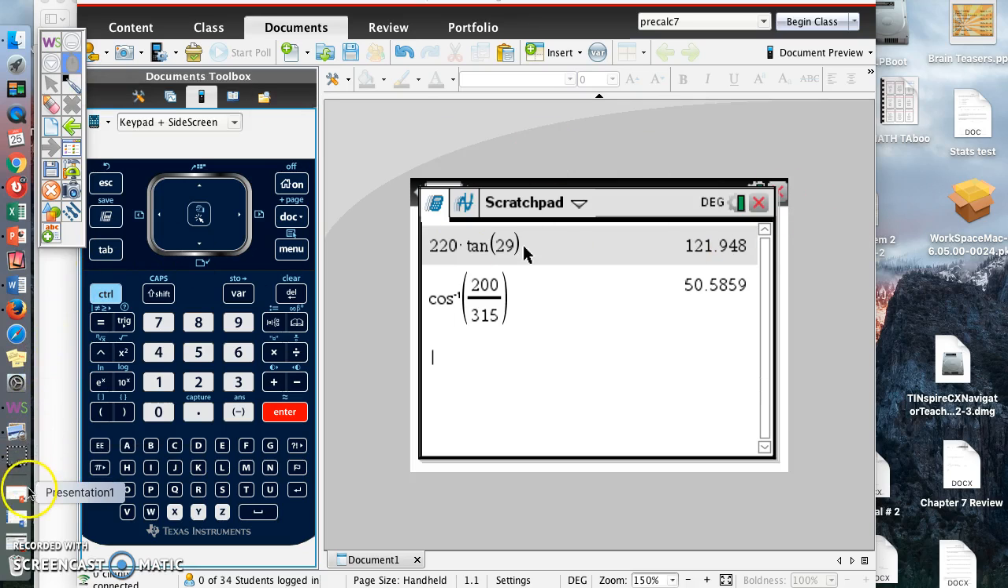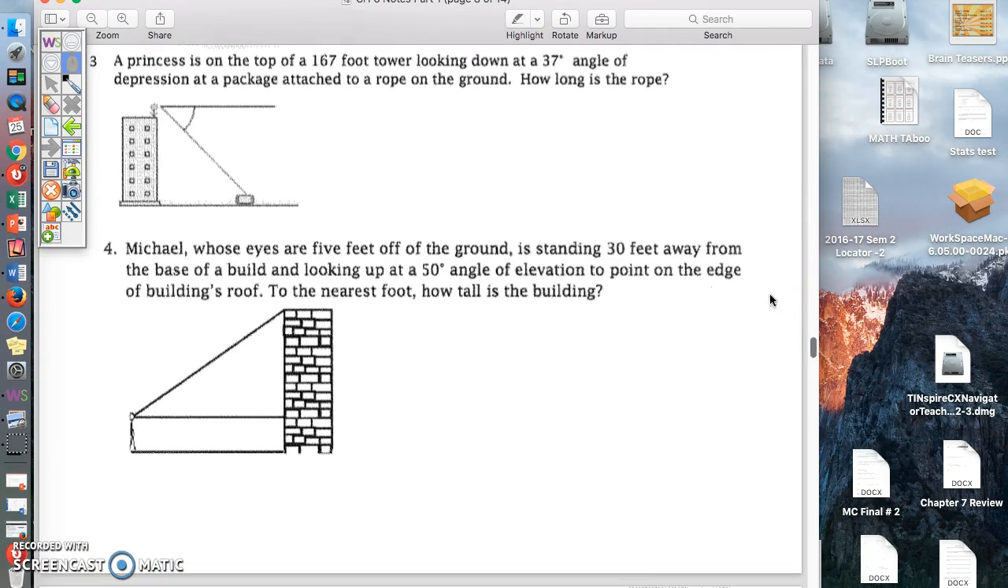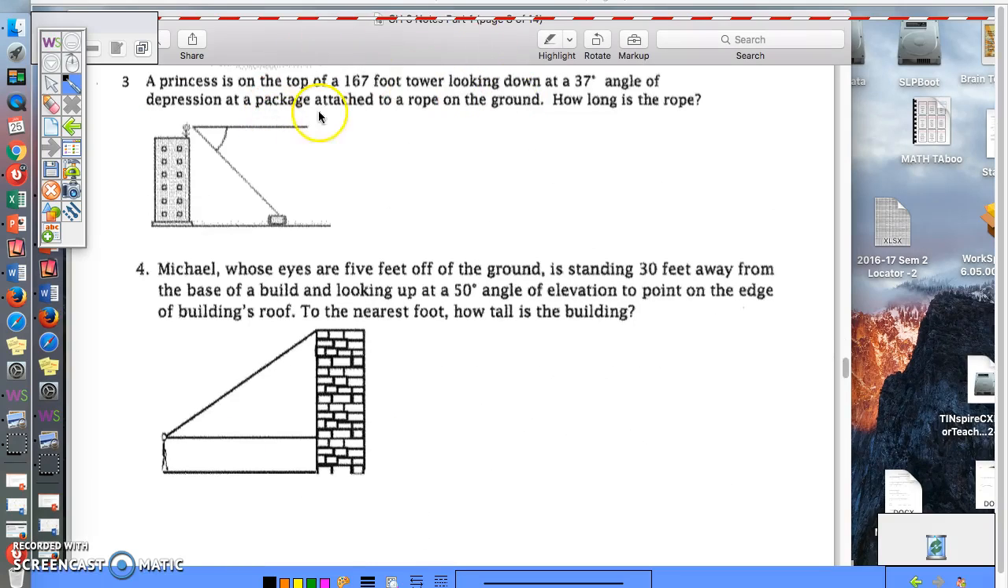Let's scroll down a little bit more, and we're going to look at two final ones. A princess is at the top of a 167-foot tower, so we need to know this is 167 feet, looking down at a 37-degree angle of depression on the ground attached to the rope. How long is the rope? So we want to find the rope. So again, we might need to complete this triangle. So this is 167 because it's that height. So we have opposite and hypotenuse.